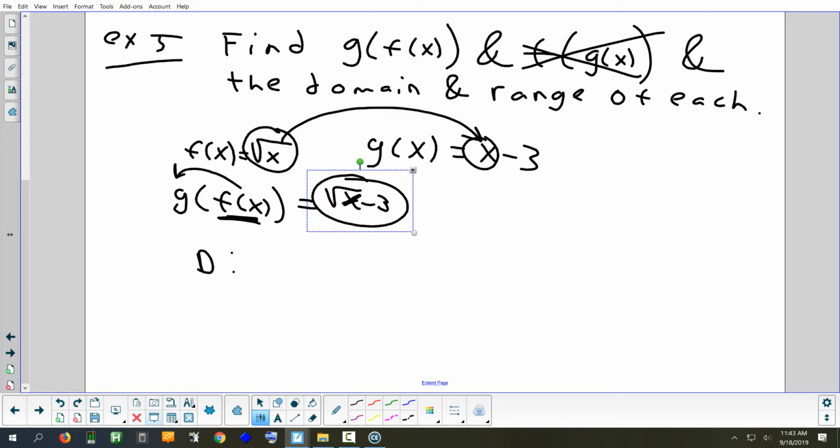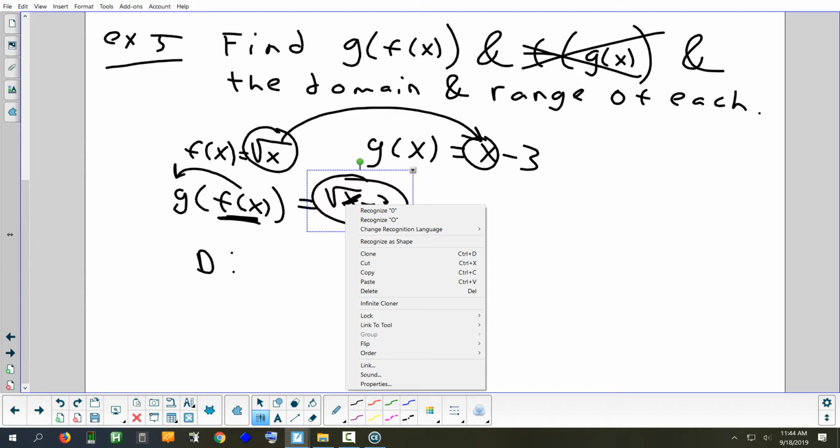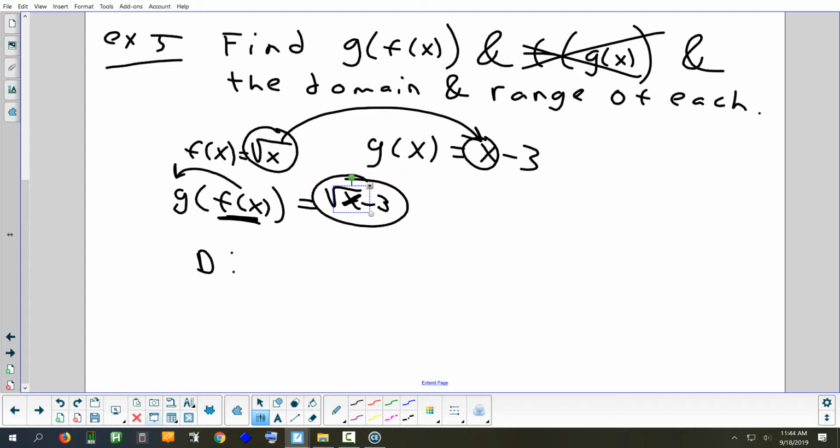Yeah? It would be greater than or equal to 3. How about 2? Could I take the square root of 2? Yeah, you can. So 2 is okay there.